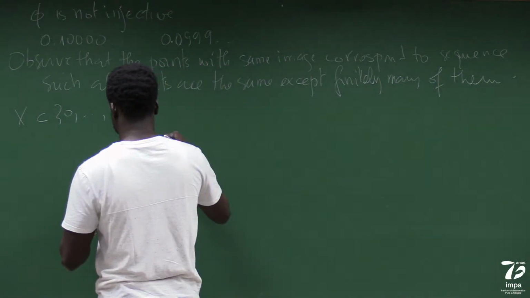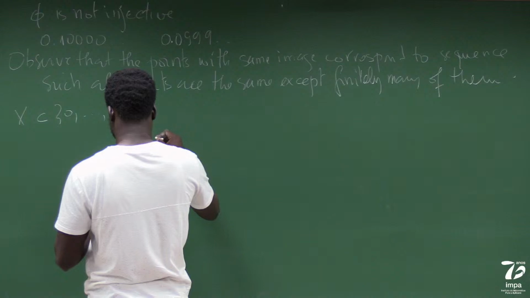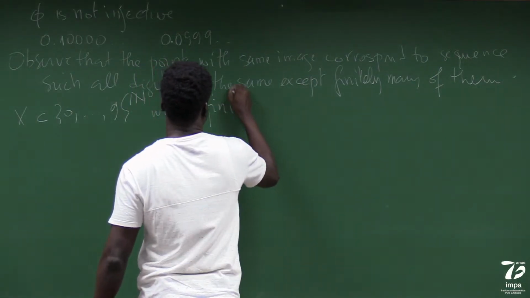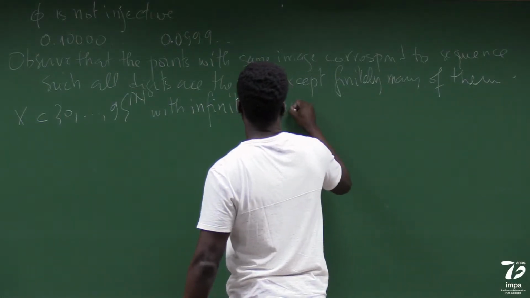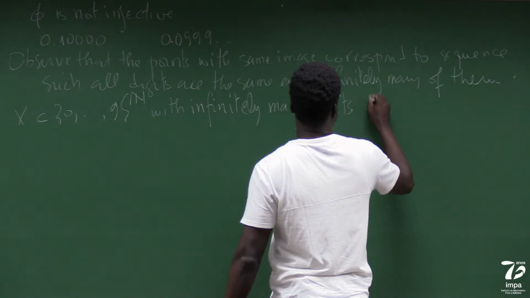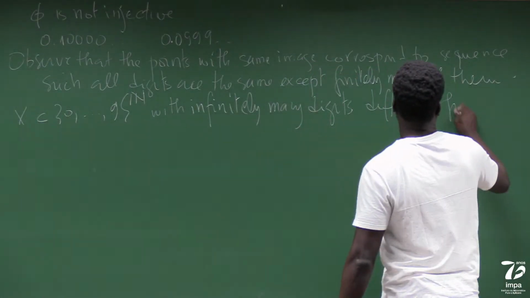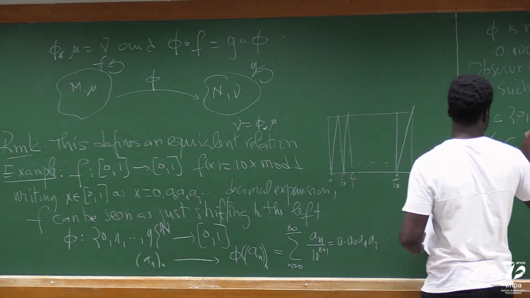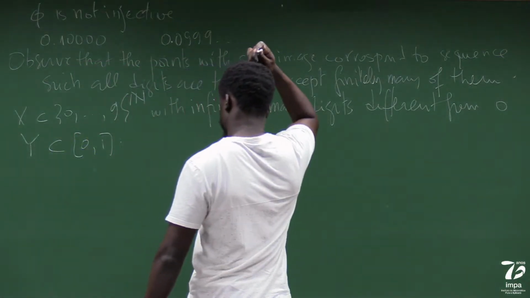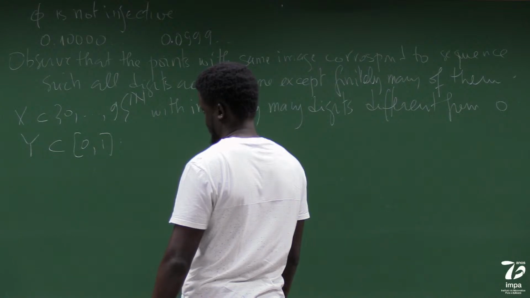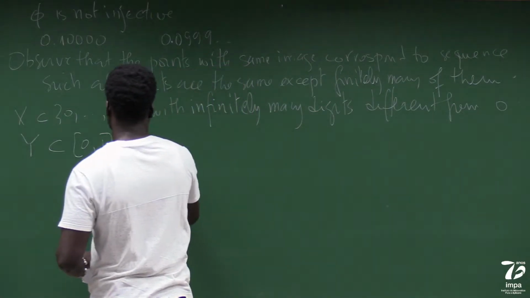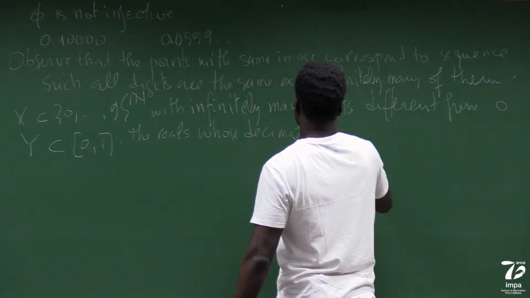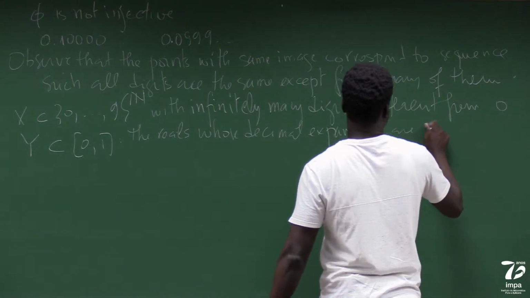This is the set of points with an infinite number of digits different from 0. Okay. And you define the corresponding set here, Y, the subset of [0, 1]. So this corresponds to the points whose decimal expansion is infinite. Okay, these are the reals whose decimal expansions are infinite.